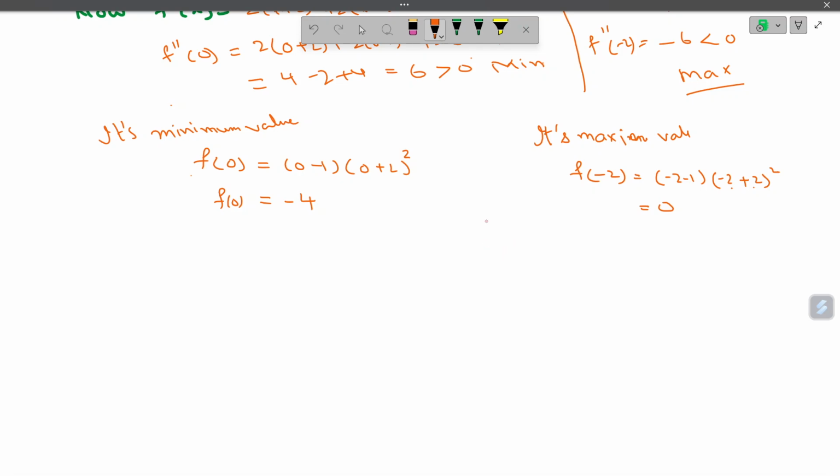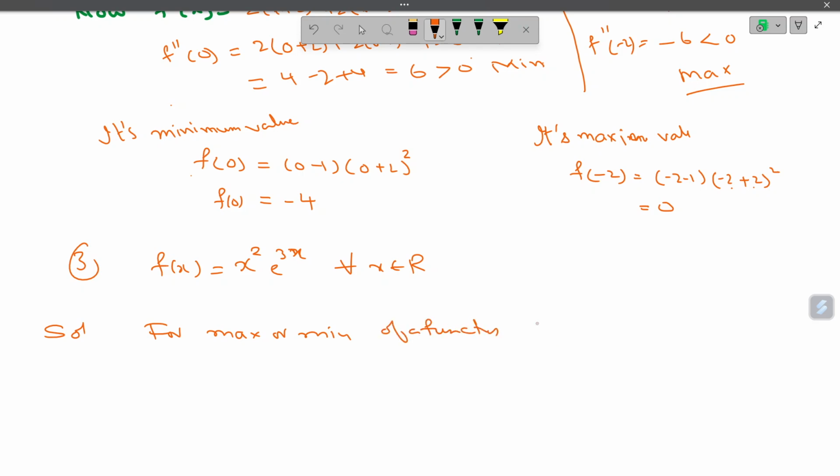We have done a polynomial, one algebraic equation. Now I will go with the exponential function. Finding maxima and minima of a function. f of x equal to x square e to the power of 3x, for all x belongs to real numbers. Same, finding maxima and minima of a function, f dash x equal to 0.